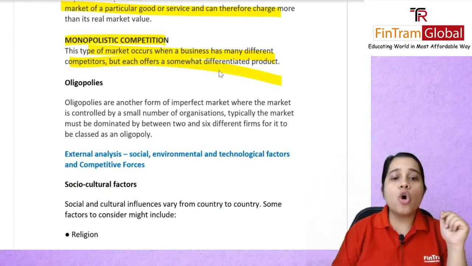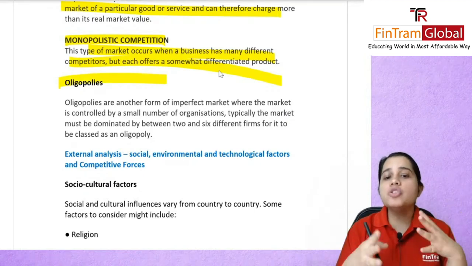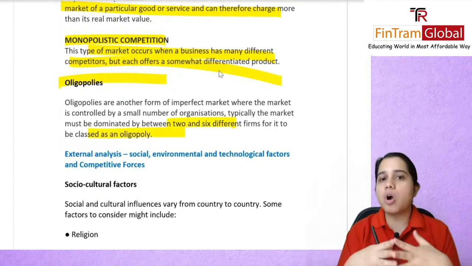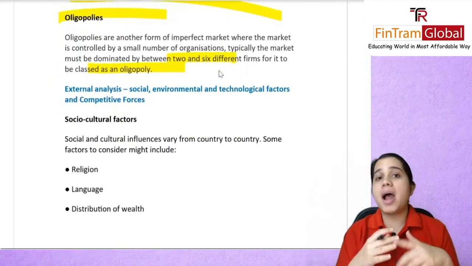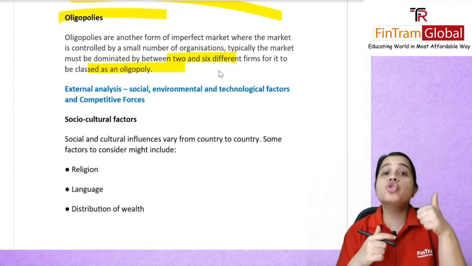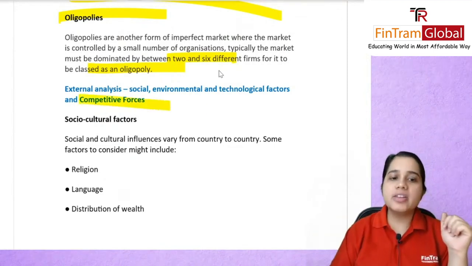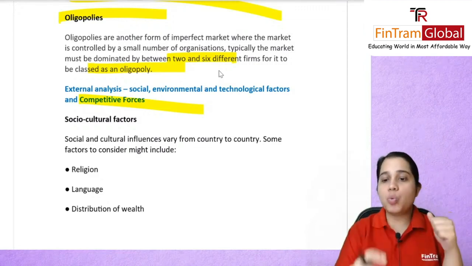And then of course you have your oligopolies, again another form of imperfect market, wherein there are just a few firms. Usually it's set at 2 to 6, and if it's just 2, it's called a duopoly. All right, moving on to the next part of external analysis, which is your social, your environmental and your technological factors and the various competitive forces that are there in your environment.